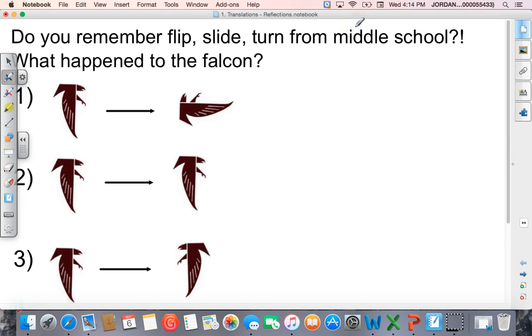All right. So first off, we're going to talk about some new things today, starting Module 2, called transformations. Do you guys remember flip, slide, turn from middle school? Okay, so right here we're going to look at that, looking at this falcon. You can see on this falcon, it looks like this falcon was actually turned. Okay, so the new terminology we're going to use for that, it's not going to be turn. We're going to call that a rotation.